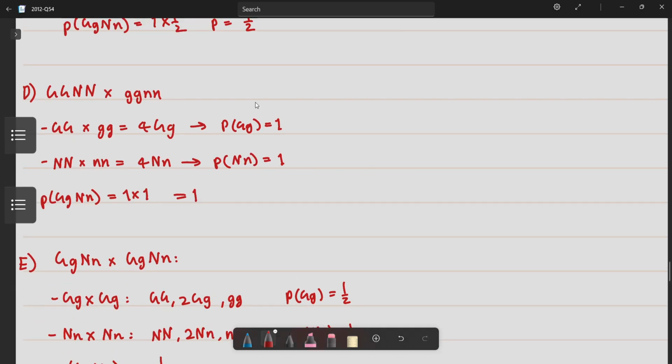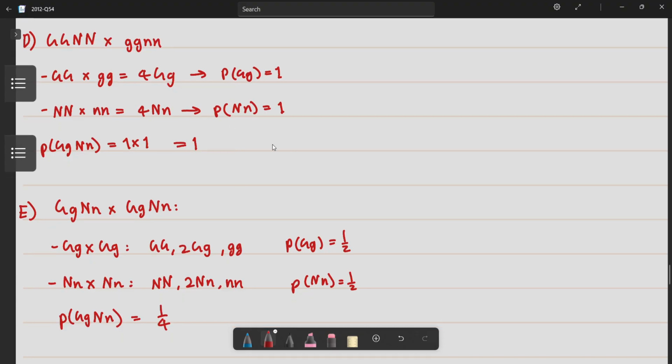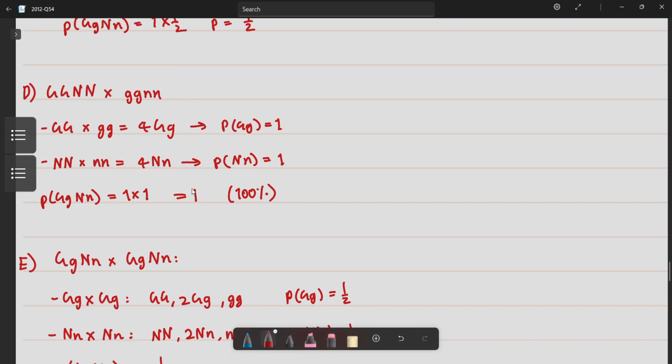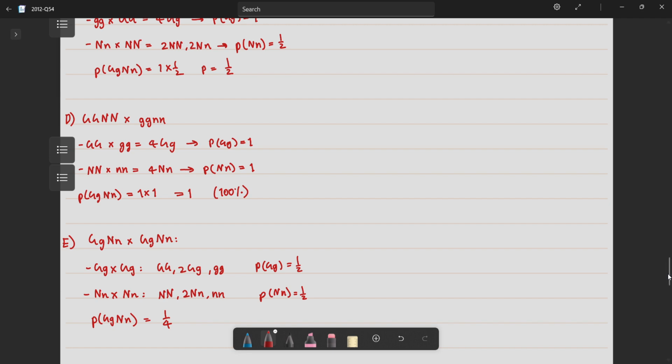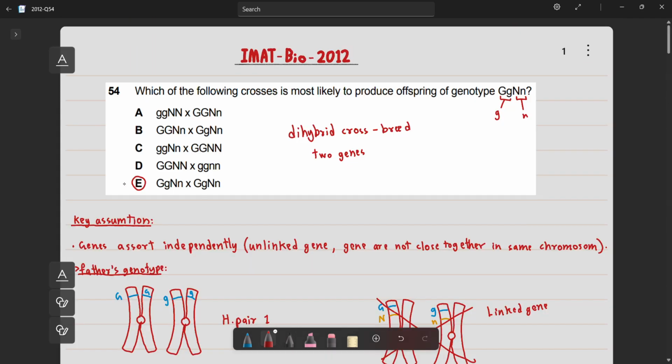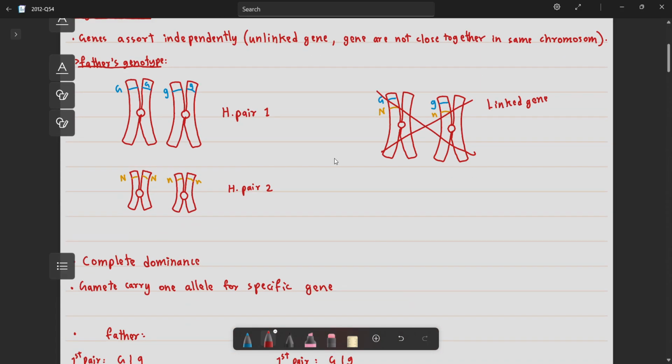From all of these options, if we compare, the only one with the highest chance of producing offspring heterozygous for two genes is option D. This is the highest. It has a 100% chance of producing offspring with this genotype. So the only correct option is option D. Just mark that out. That's it for this question.